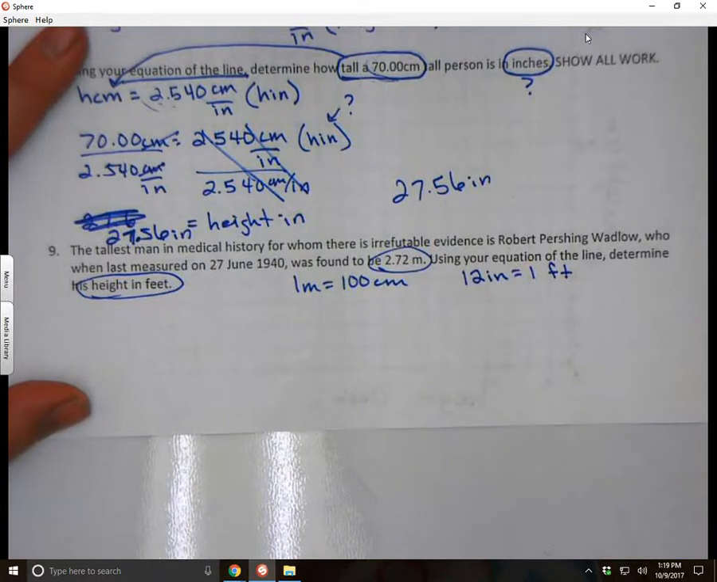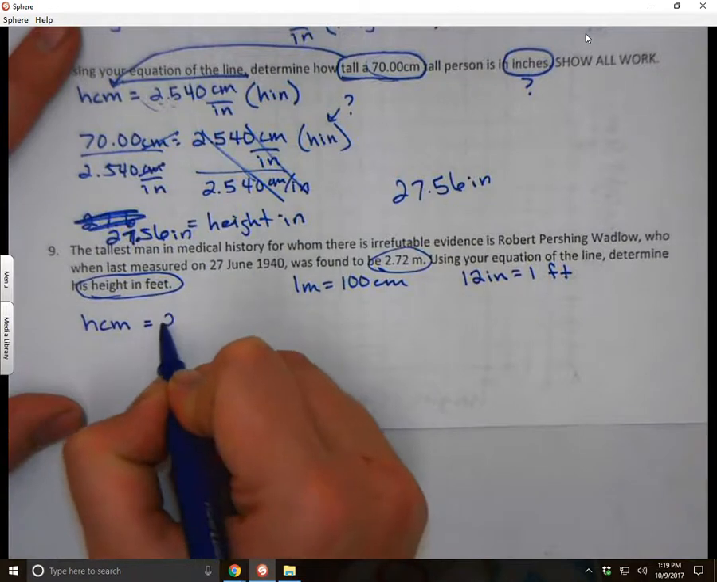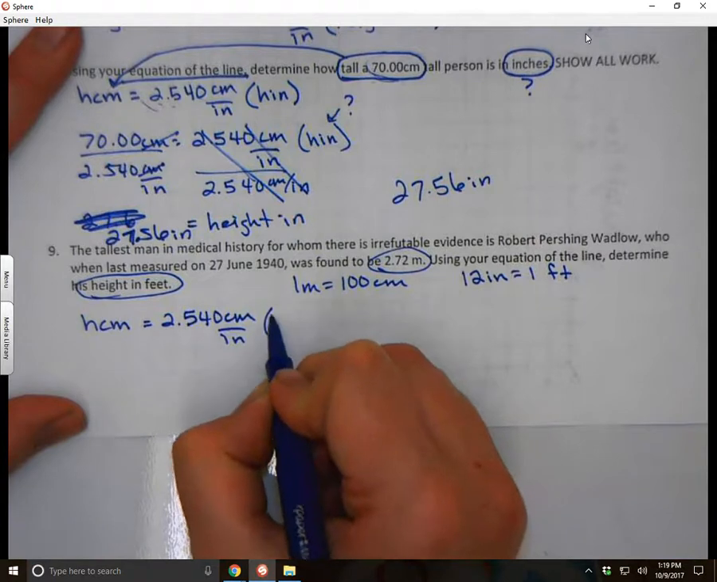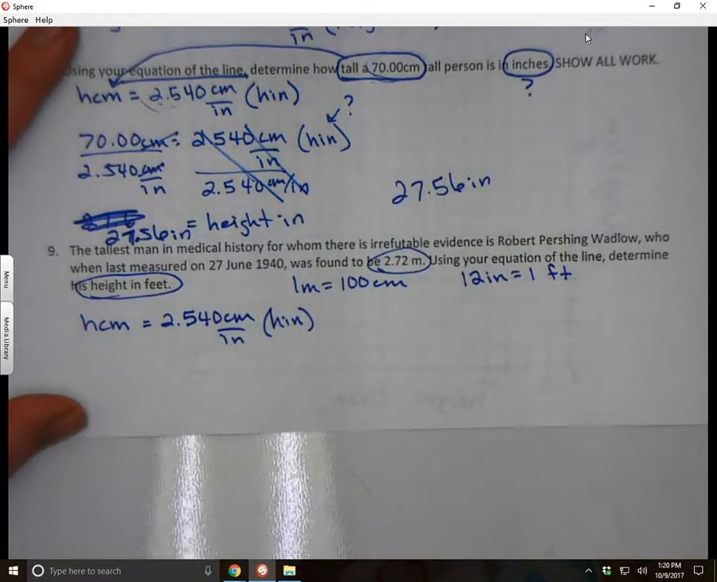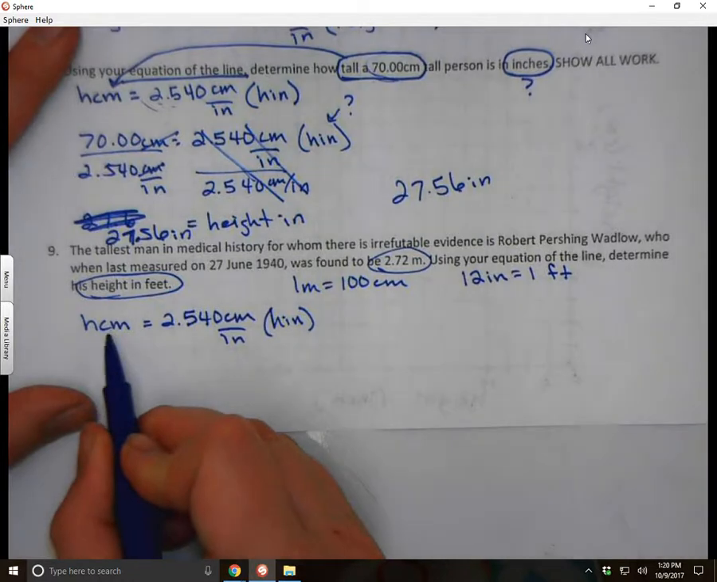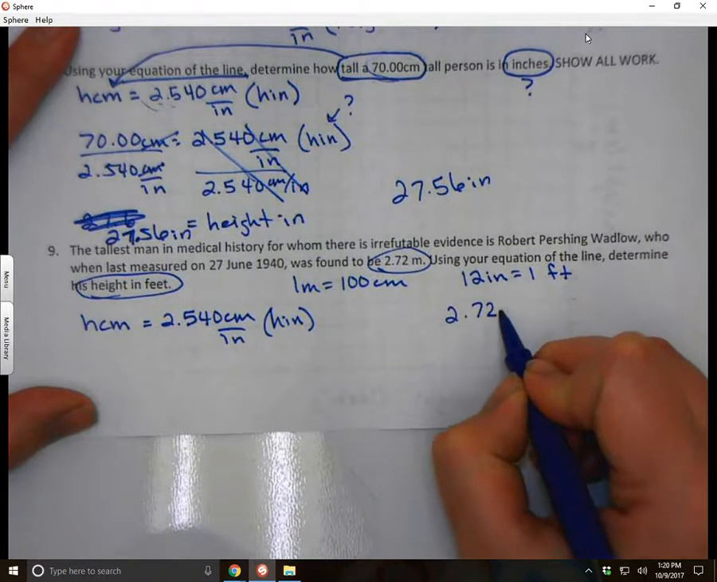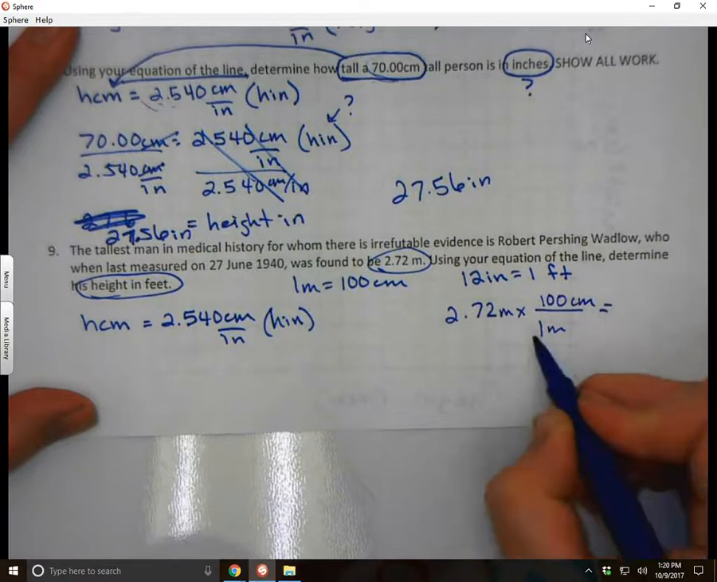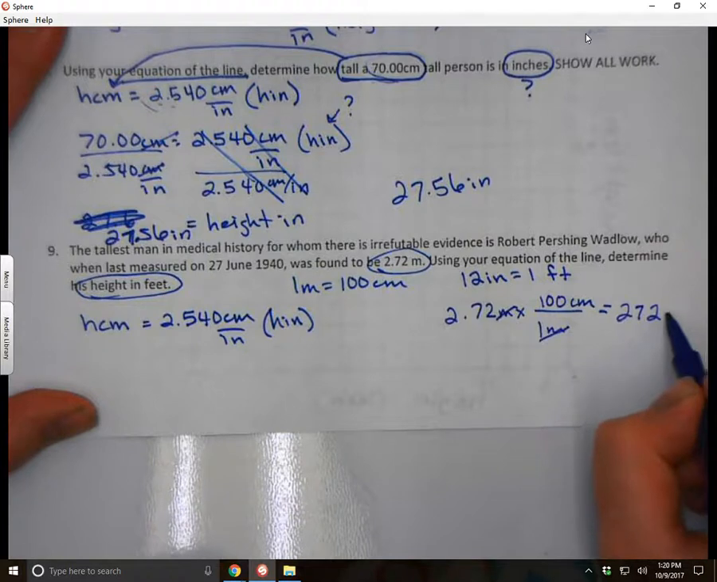I have to be in centimeters. You can't plug the meters in here. So I have 2.72 meters times, for every 1 meter is 100 centimeters. So meters cancel, and I have 272 centimeters. And then on this side, I can plug that in. So I have 272 centimeters equals 2.540 centimeters per inch times height in inches.